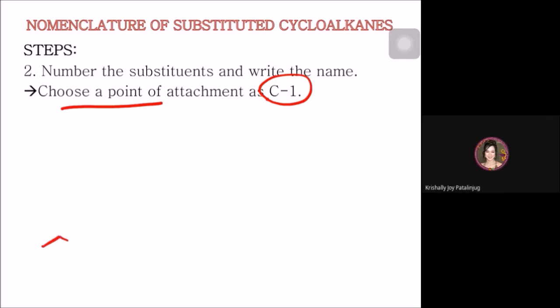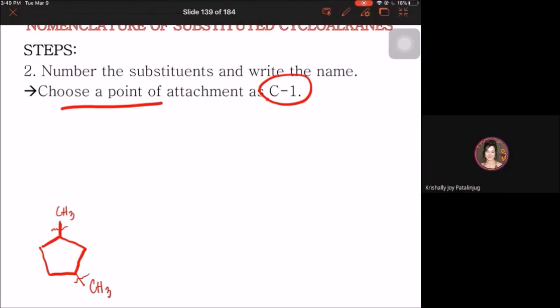let's say for instance, this is the given. Then you have CH3, let's say CH3 here also. You have to choose an attachment, which one is carbon 1. For this given example, it is alkyl substituted, specifically methyl substituted. There is a methyl, there is a methyl. You choose your point of attachment as carbon 1.